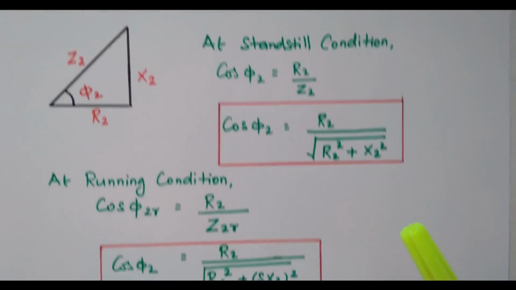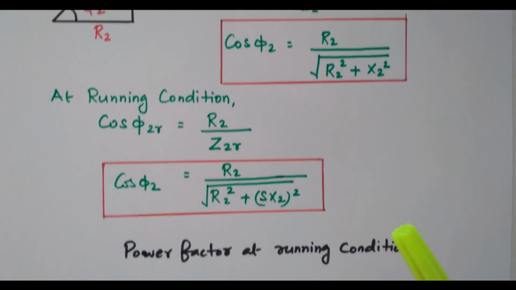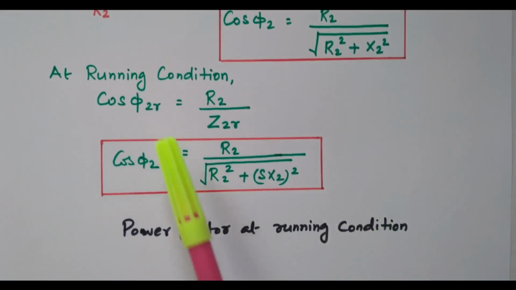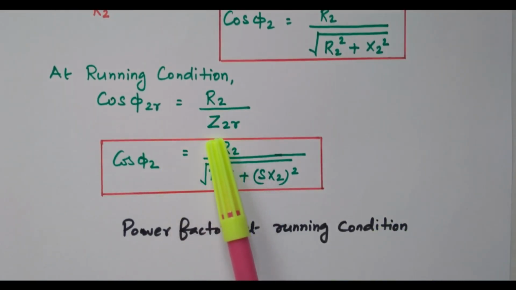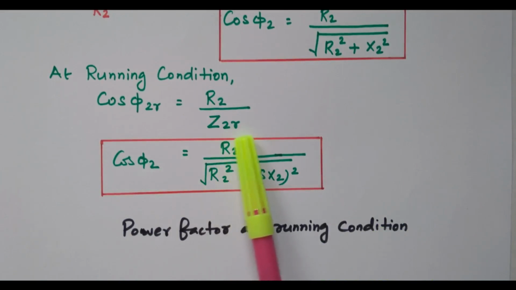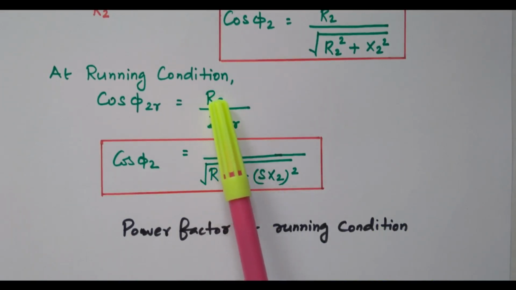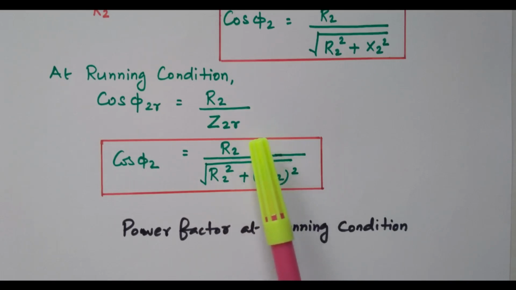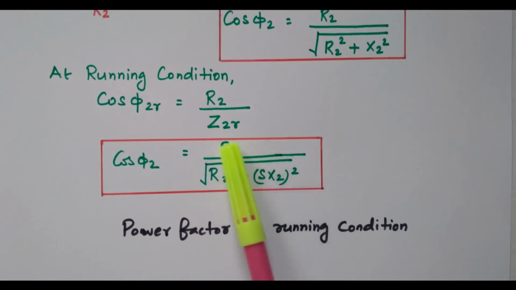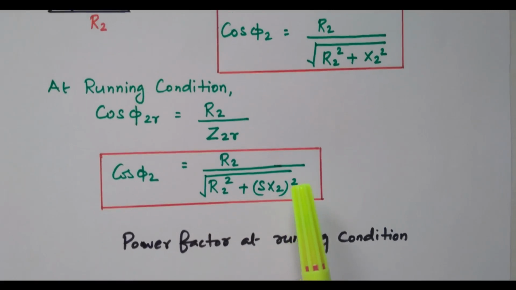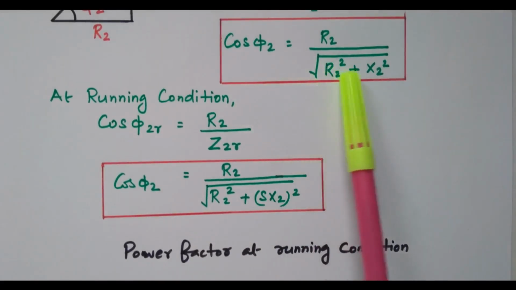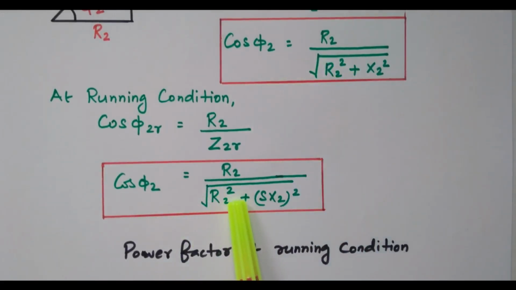The same thing under the running condition means we need to add the slip of the induction motor. It is the same formula, R2 divided by Z2R. This R refers to the running condition. The resistance value is the same for both running condition as well as starting condition. So Z2R is the square root of R2 square plus S into X2 whole square. This is the formula for power factor under standstill condition, and this is for running condition. During running condition it depends upon the slip of the induction motor.